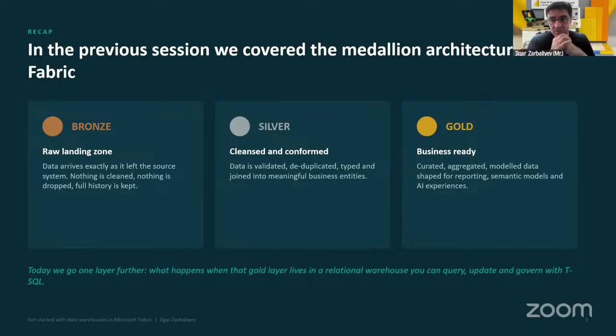To remind you, medallion architecture is a way of organizing your data into three progressive quality layers. Bronze is the raw landing zone. Data arrives exactly as it left the source system. We do not clean it. We do not drop anything. We keep the full history so we can always replay it. Silver is the cleansed and conformed layer. Here we validate, deduplicate, apply appropriate data types, and join records into meaningful business entities. Gold is the business-ready layer, curated, aggregated, and modeled data shaped specifically for reporting, semantic models, and AI experiences.